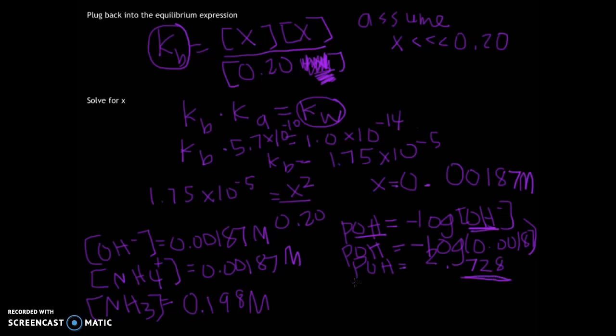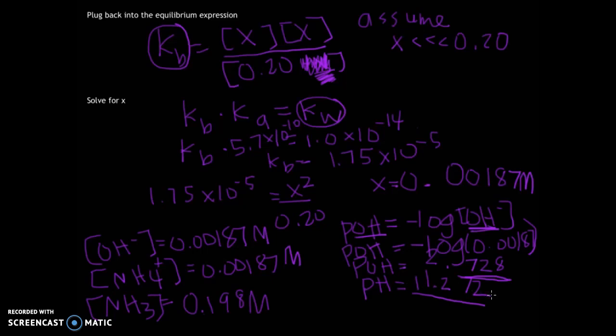So what's the pH? Well, you take 14 minus the pOH to get the pH. Okay? And the pH is 11.272. That is really nice. Is that a basic pH? It sure is. Ammonia is a base, so we're seeing a basic pH.